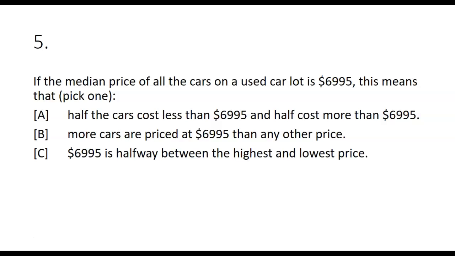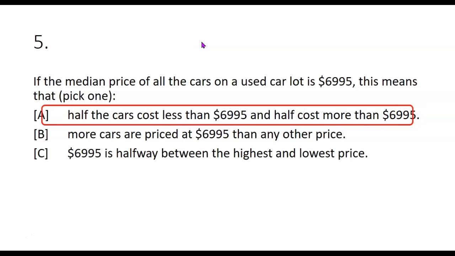Number 5, if the median price of all the cars on a used car lot is $69.95, what does that mean? So remember what the median is. It's the number that's in the middle when the numbers are arranged in order. So there's always going to be the same number of data values below the median as there are above the median. And in this case, that means that half the cars cost less than the median, $69.95, and half of them cost more than that.